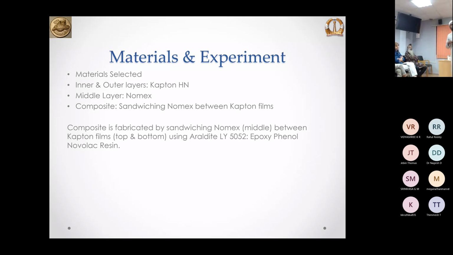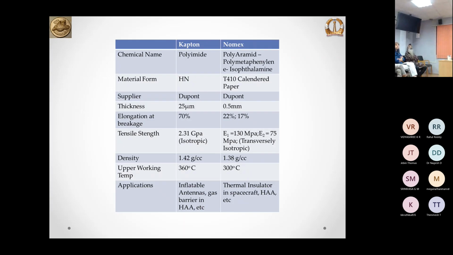The composite is fabricated by putting Nomex in the middle and Kapton on the top and bottom using Araldite, a resin. So looking closely at these materials, what are they? Chemically, Kapton is polyimide and Nomex is polyaramide. These are the commercial forms, and we got them from DuPont. The thickness of Kapton is 25 micron, very thin, and the Nomex is 0.5 mm. The elongation given by the supplier is 70%, 22%, and 17%.